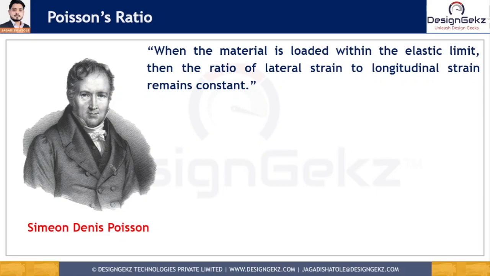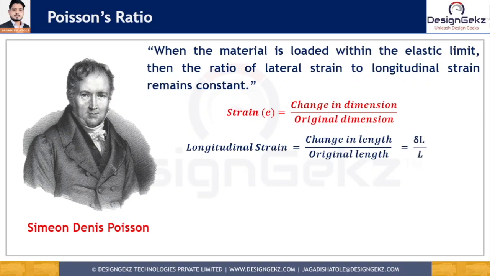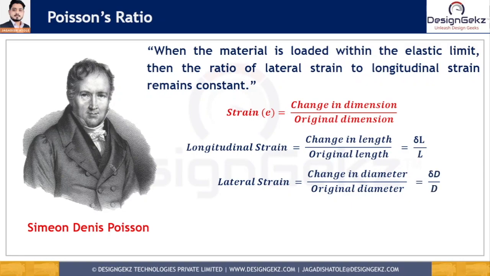And we know strain is the measure of deformation, and it is defined as the change in dimension divided by the original dimension. For the longitudinal strain, it would be the change in length divided by the original length, or delta L upon L. And for lateral strain, it would be the change in diameter divided by the original diameter, that is delta D upon D. So mathematically, the Poisson's ratio is lateral strain divided by longitudinal strain, and it is denoted by the letter mu, or it can also be denoted by 1 upon m.